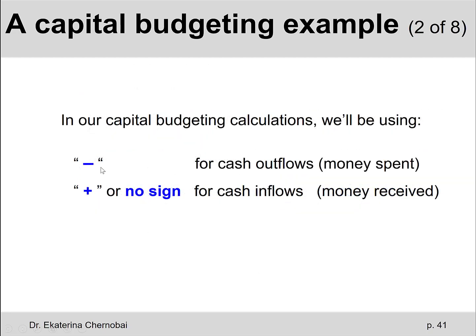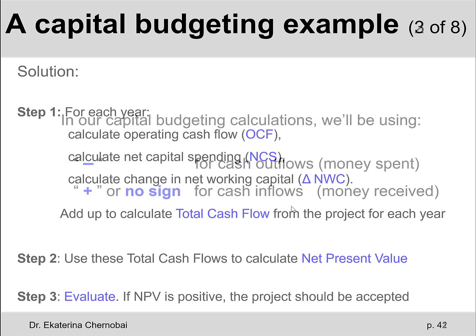So there are different ways you write down your numbers when you do the math. It's common to use a negative sign for cash outflows when the money is spent, and no sign at all or a plus sign for cash inflows or money received. And that's what I will be trying to stick to in my calculations.